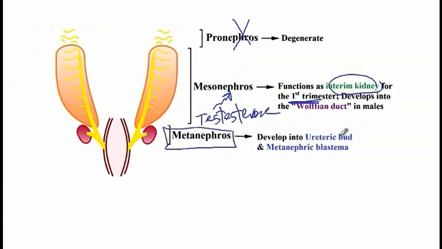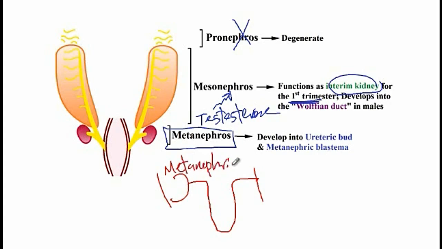Metanephros is the main structure that gives rise to the adult kidneys, and it does that by developing into ureteric bud and metanephric blastema. So metanephric blastema gives rise to the Bowman capsule, proximal convoluted tubule, loop of Henle, and distal convoluted tubule. So all these structures from the Bowman capsule to distal convoluted tubule are developed from the metanephric blastema. And from here on, the ureteric bud gives rise to different structures, which would be the collecting duct, renal calyces, renal pelvis, and then the ureter.